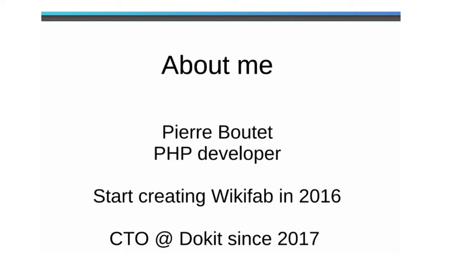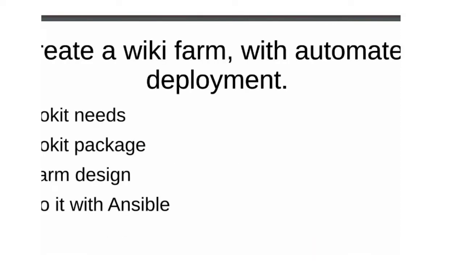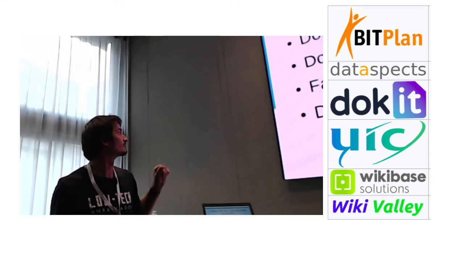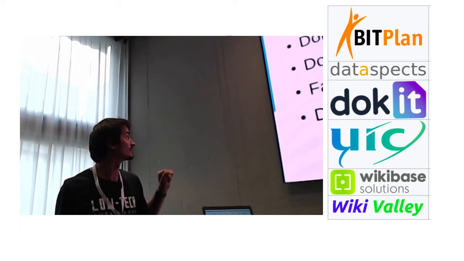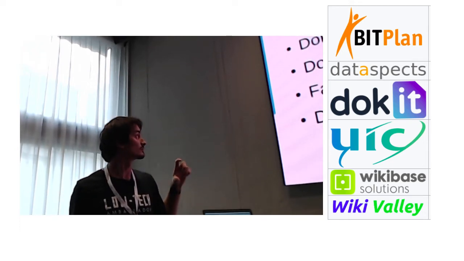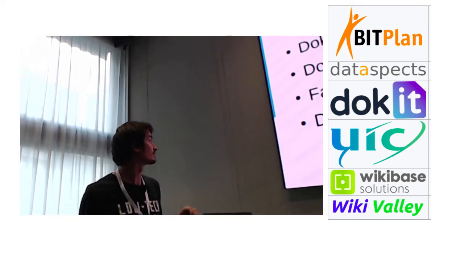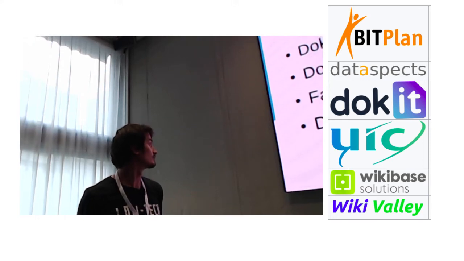So in this company, the objective is to host a MediaWiki for anything we want, a MediaWiki with the package that we built for Wikifab. So dokit has needs and problems that I think some of you have already met. This is the plan: I will speak about dokit needs, the dokit package that we build, how we design the farm, and how we will do it with Ansible.